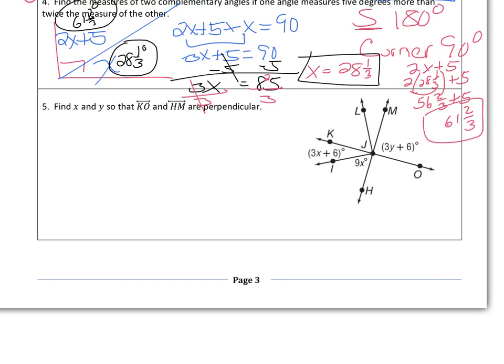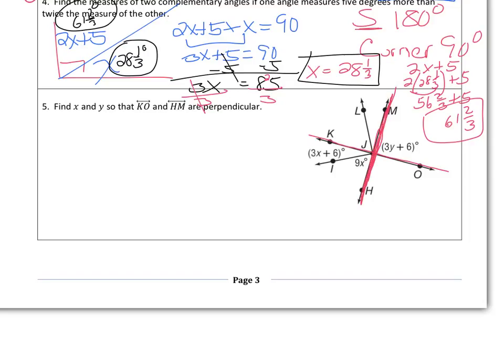Example number 5, last example. Find x and y so that the line KO and the line HM are perpendicular. So let's look at the diagram. KO is here, actually, why don't we just go ahead and highlight it in red. And HM is here. So we want these two lines to be perpendicular.